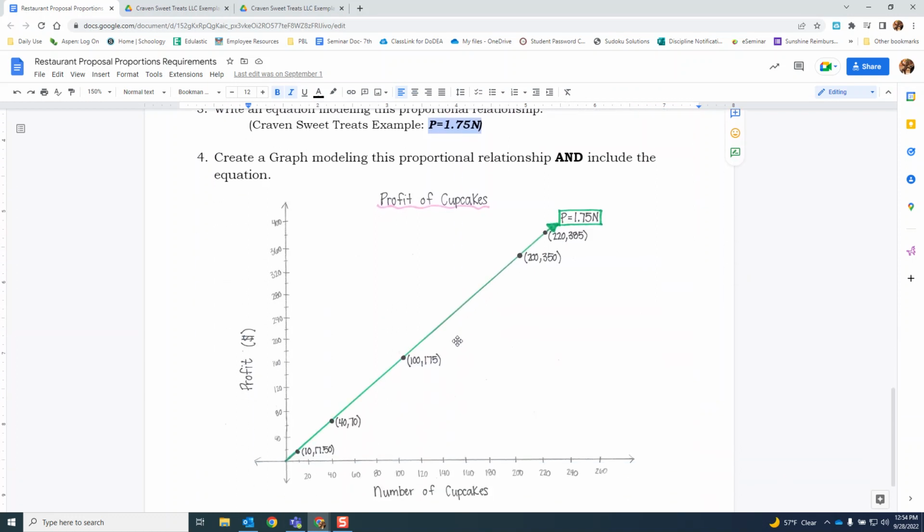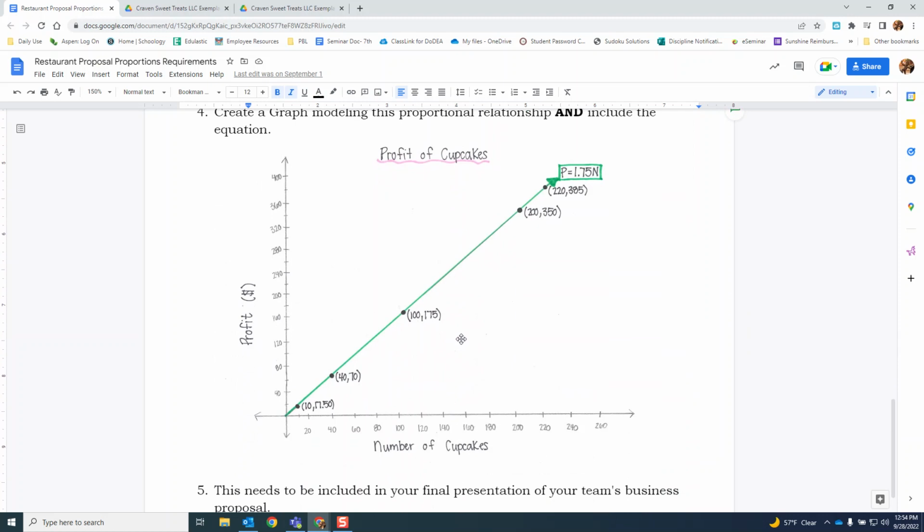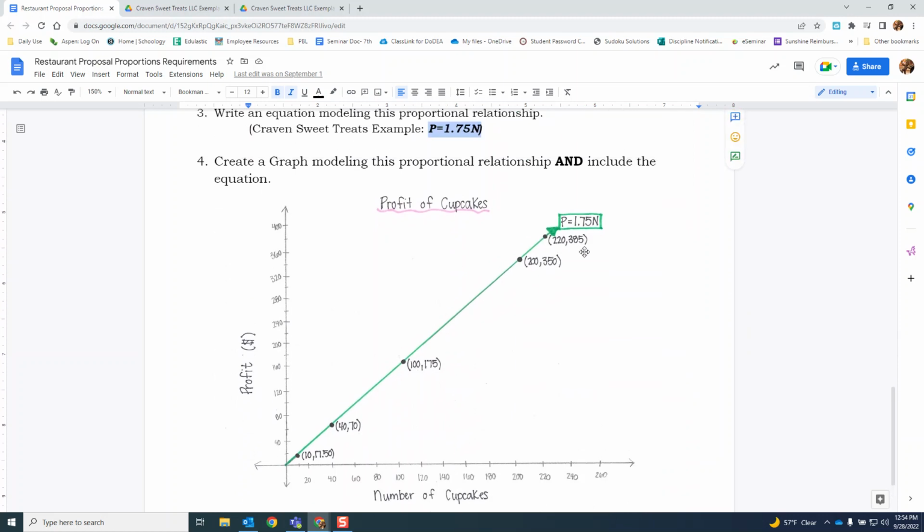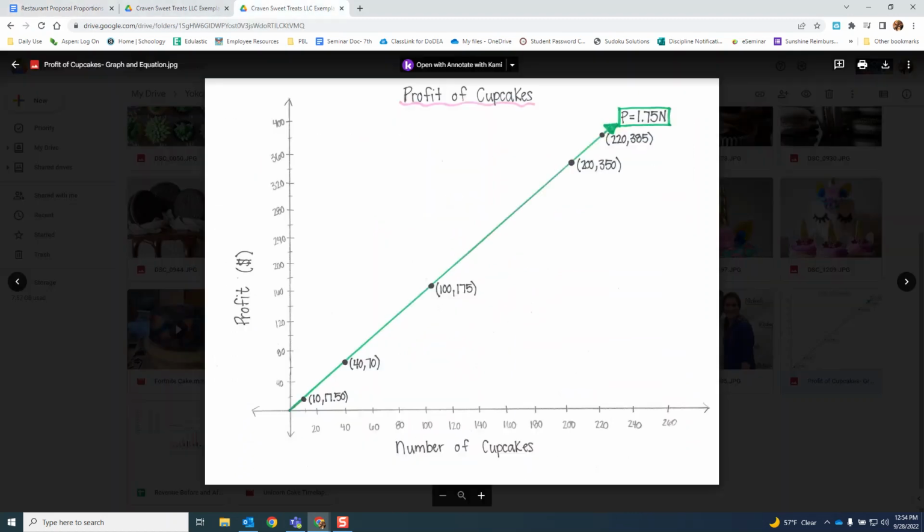Then just like your cost, you're going to be creating a profit graph. You will need a second sheet of graph paper for this, and you will do the same thing. You need to scale your axes appropriately. For instance, I counted by 20s on the x-axis. On the y-axis, this time I chose to count by 40s. Please make sure whatever you are counting by is consistent. You can't just jump around.